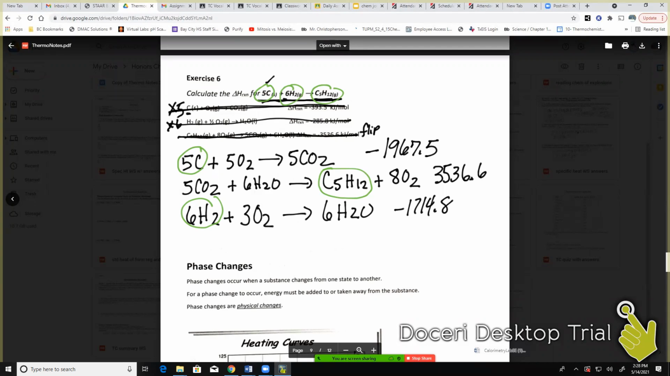I have 5 CO2 on the reactant side, 5 on the product side, 6 water here, 6 water there. And then for my oxygen, I have a total of 8 on my product side, and 5 plus 3 will give me 8. So I get to get rid of all of those. And I got what I wanted. So I just rewrite, and I'm going to then deal with my numbers.